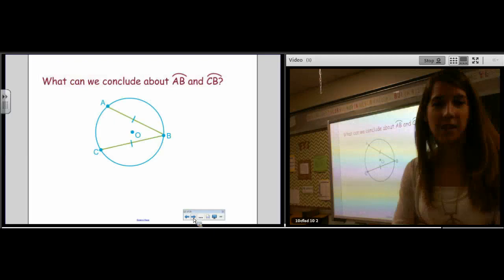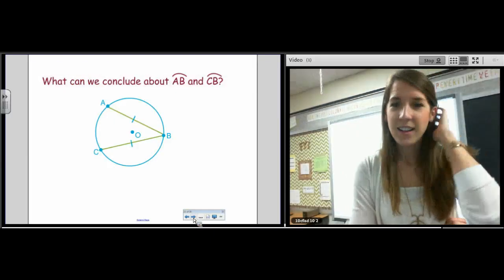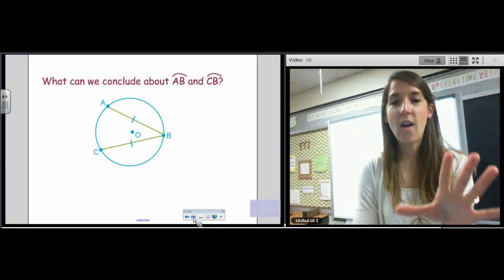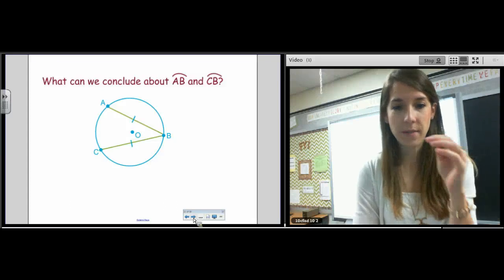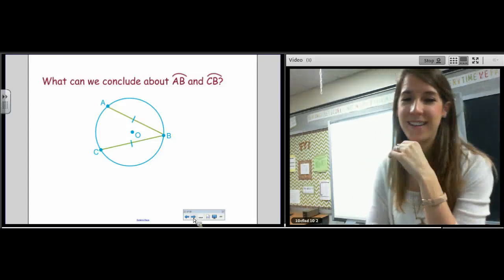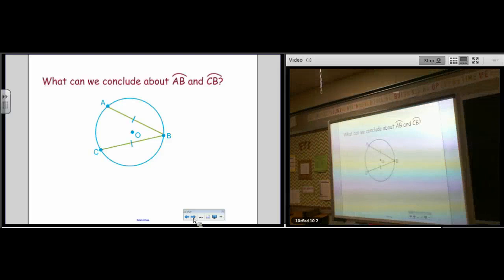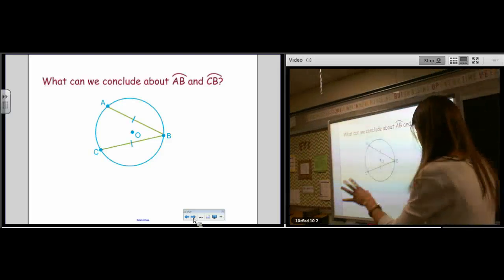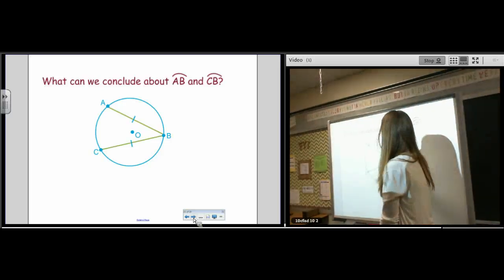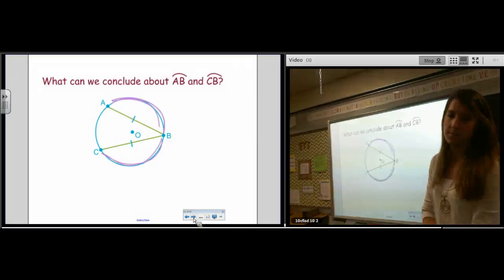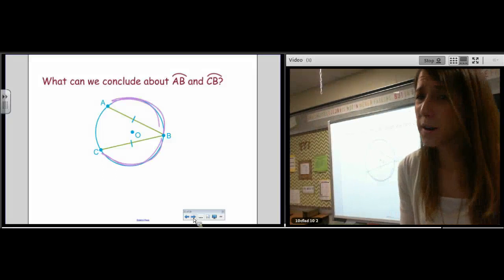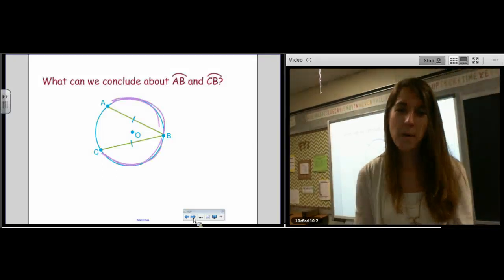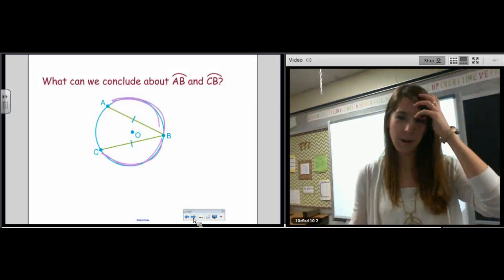Okay, there's even more. So, now I drew two chords that are obviously the same length. If these chords are the same length, then what can we conclude about arc AB and arc CB? What do you think? Whatever you think you can assume, that's the right answer.